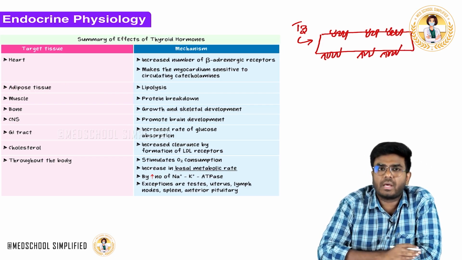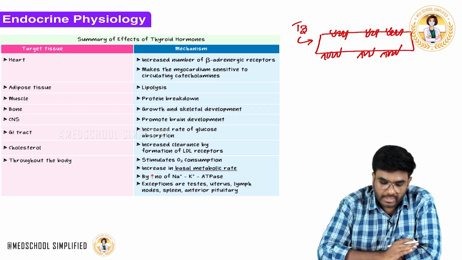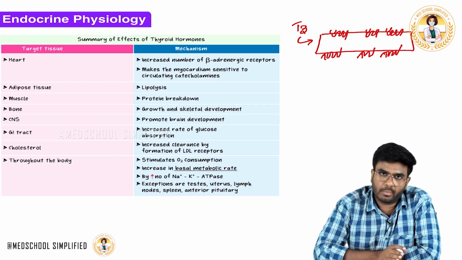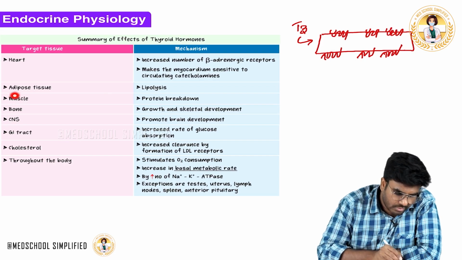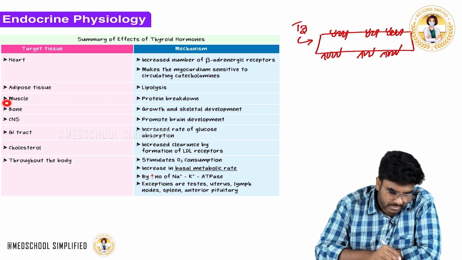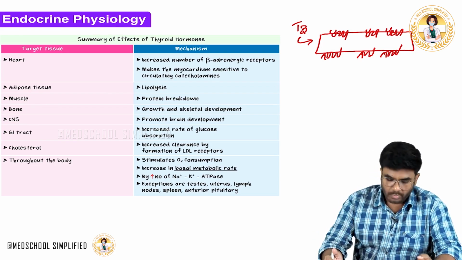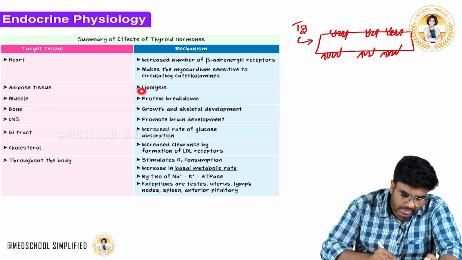Now on the adipose tissue. Simple, easy peasy. Thyroid hormones are catabolic hormones, so adipose tissue is going to be broken down. So, lipolysis. What about the proteins? Proteins are also going to be broken down. Muscles are made up of proteins, right? So muscles are going to get broken down. Protein breakdown, proteolysis, and lipolysis.